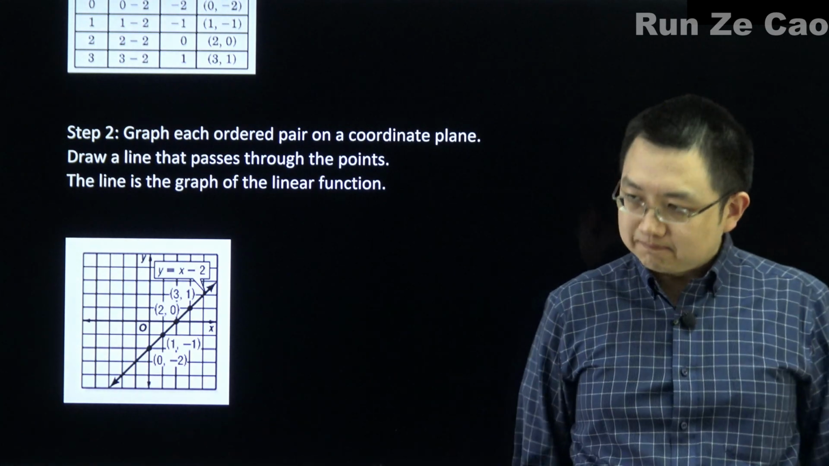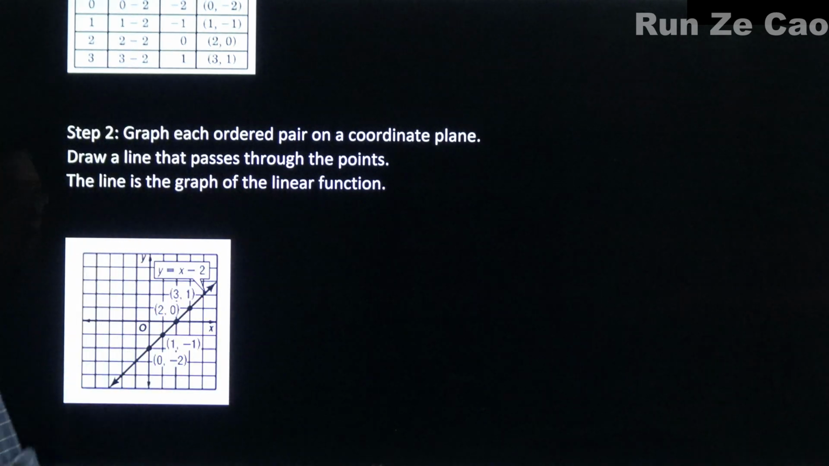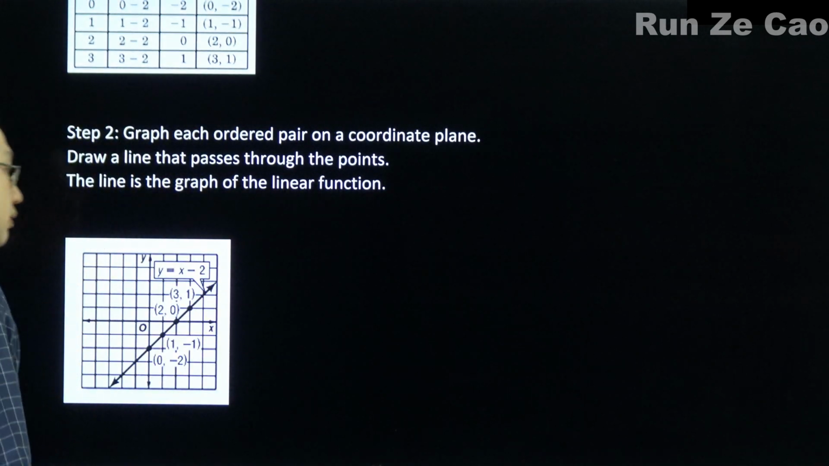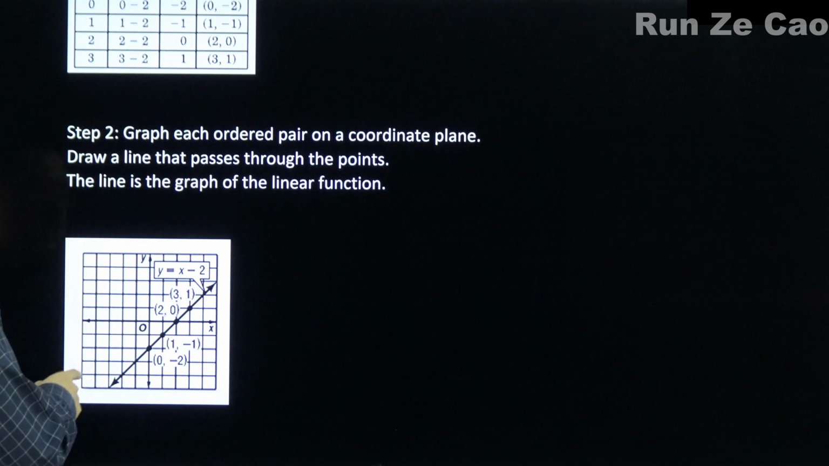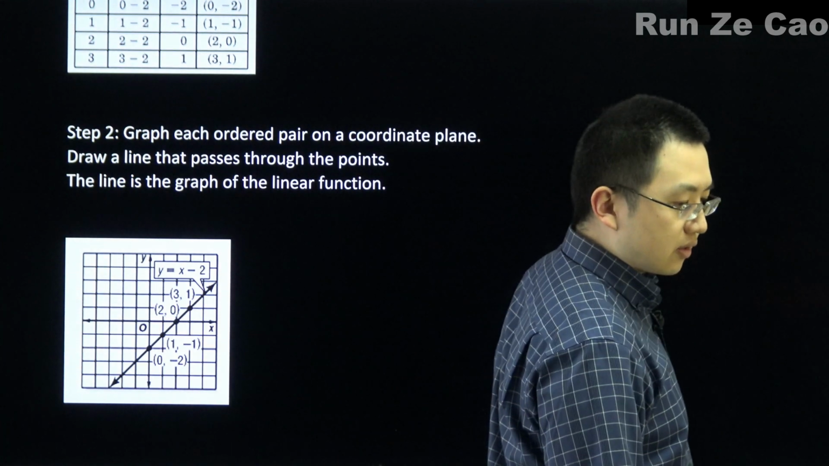Why is it linear? Well, that's because the slope is constant. We'll get to slope shortly. The slope is how much the y increases with every increase in x, or how much y decreases with every decrease in x.